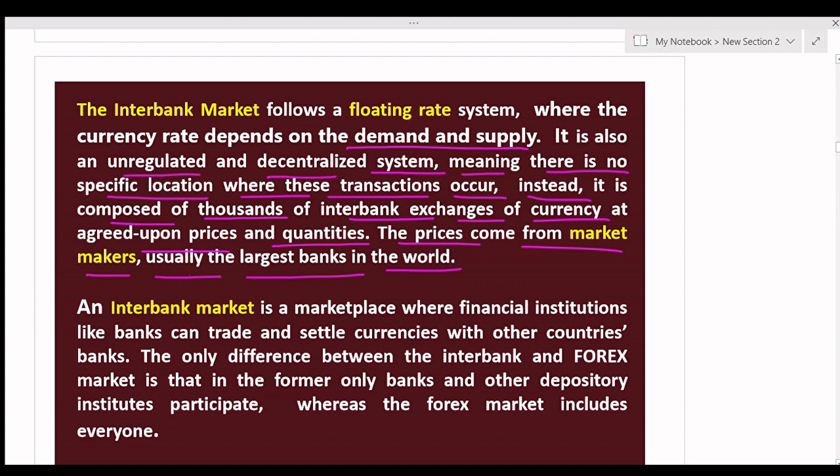An interbank market is a marketplace where financial institutions like banks can trade and settle currencies with other countries' banks. The only difference between the interbank and foreign exchange market is that in the former only banks and other depository institutions participate, whereas the forex market includes everyone.